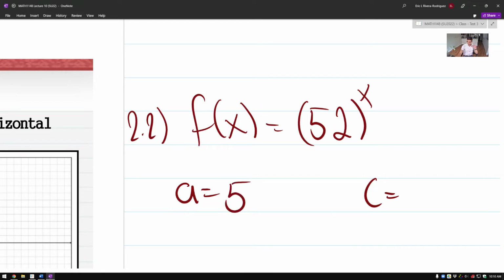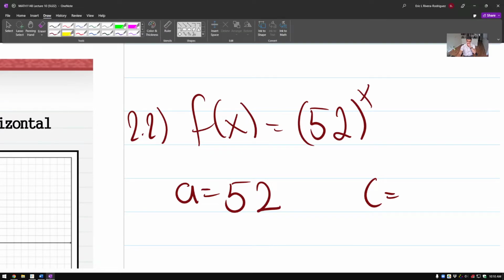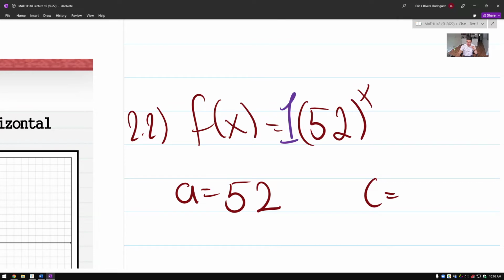That's correct. If you are not seeing C, that means that it is a factor whose value is 1. Remember that when we are working with multiplication and we have 1 as a factor, we tend to omit writing the number 1, so C is just 1. Okay.